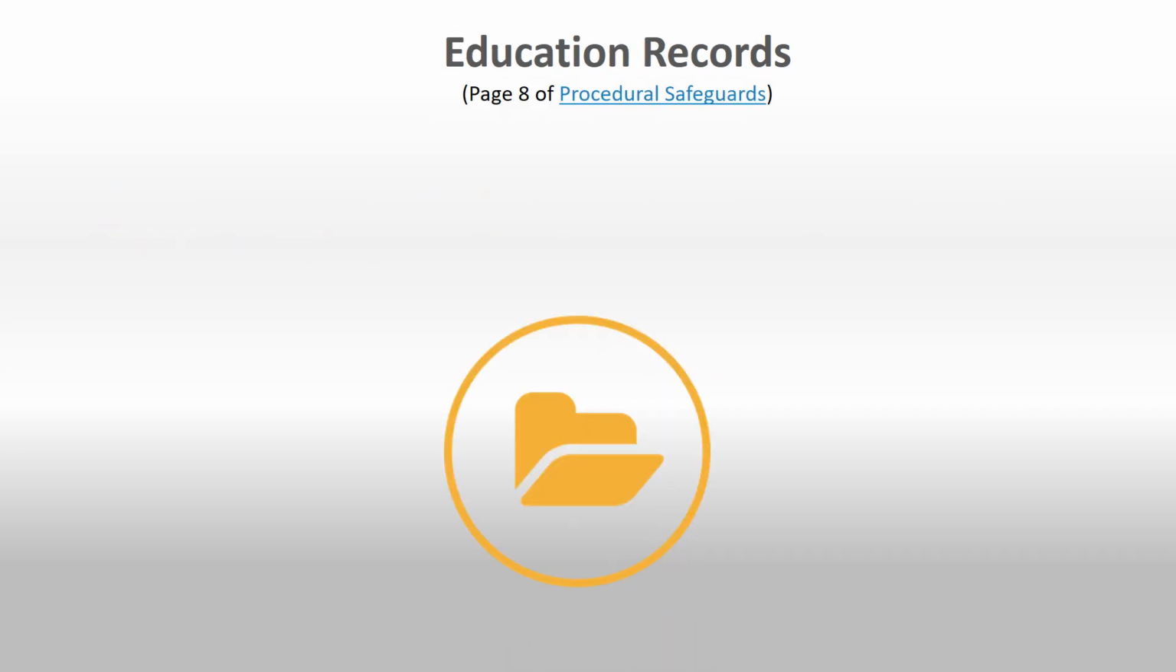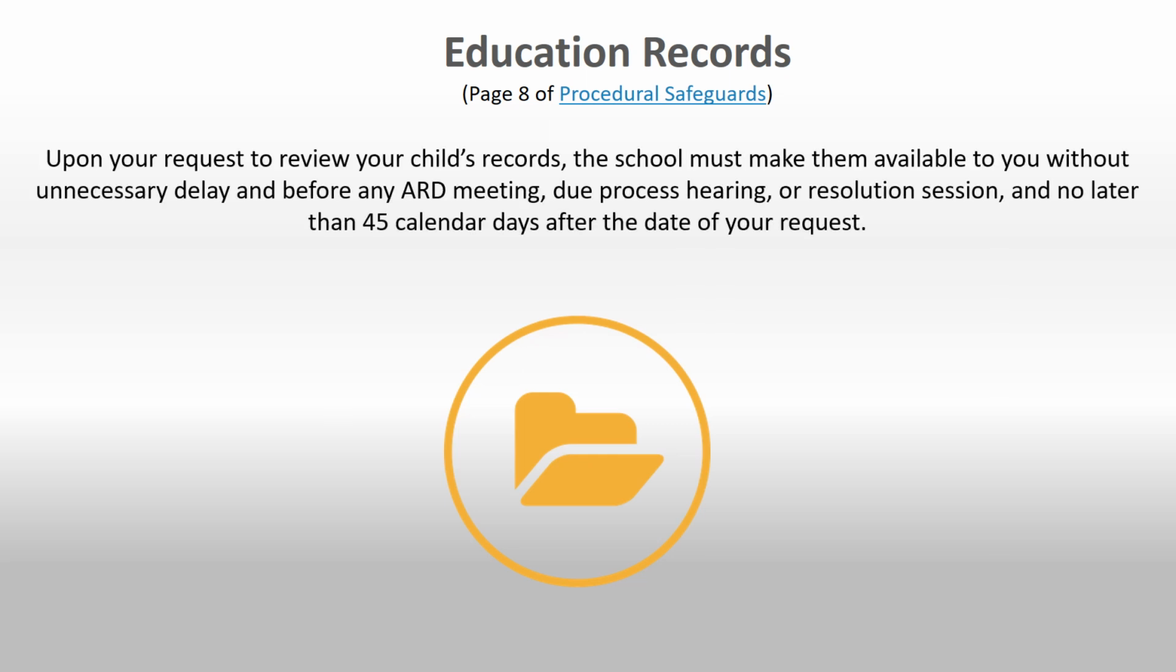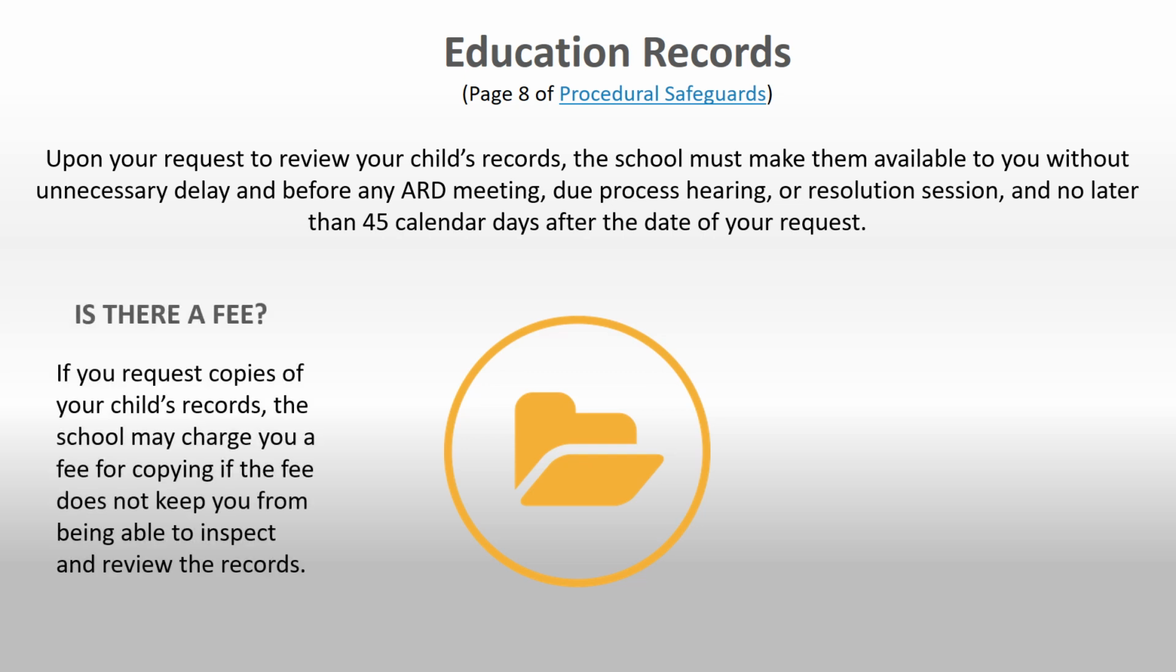Education Records, page 8 of Procedural Safeguards. Upon your request to review your child's records, the school must make them available to you without unnecessary delay and before any ARD meeting, due process hearing, or resolution session, and no later than 45 calendar days after the date of your request. Is there a fee?